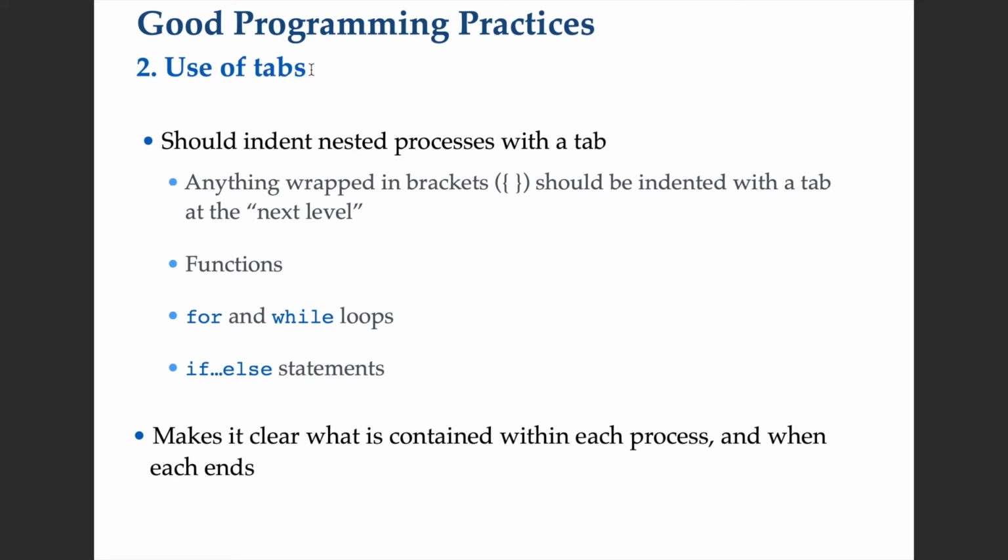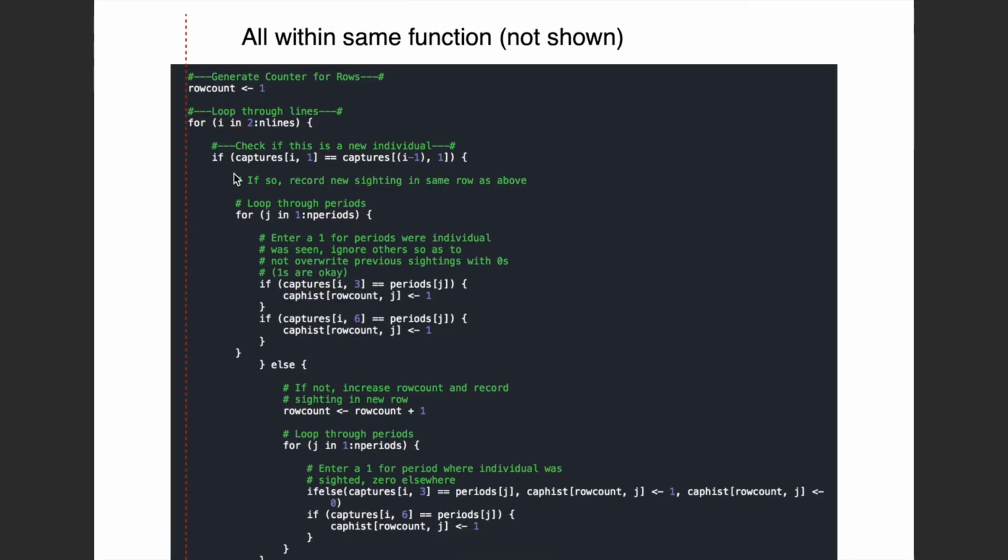Another good programming practice is to use tabs. You should indent nested processes with a tab. What I mean by this is anything wrapped in brackets should be indented with a tab at the next level. This includes functions, for and while loops, and if-else statements. What this will do is make it clear what is contained within each process and when each ends. So for example, everything indented to this level is within the same function, which I haven't shown here, just to fit it on the screen.